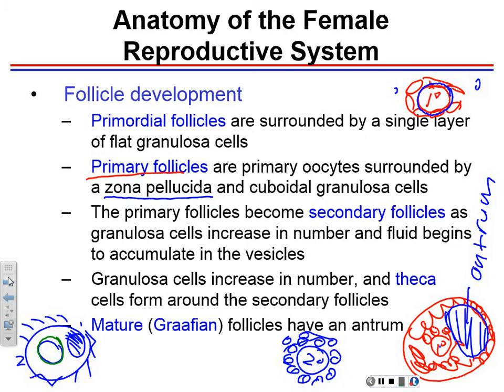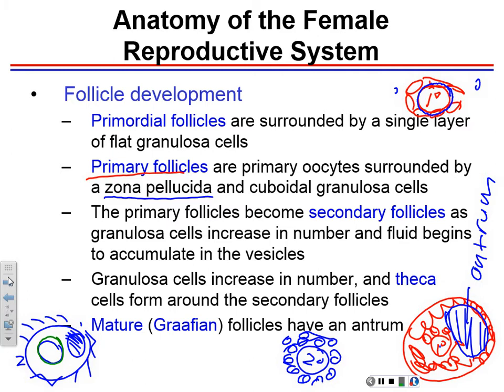Okay? And then you start to see fluid pockets in those cells. Then another layer on the outside called the theca will develop. And the theca has got two parts, the theca externa and the theca interna. And then that fluid that was accumulating all over the place joins to form one fluid vesicle, and that's now called the secondary follicle. Okay?